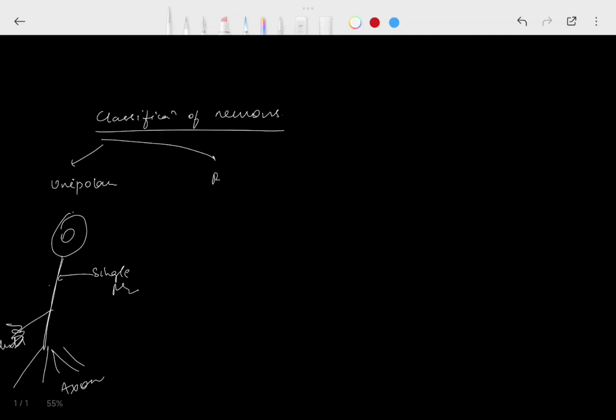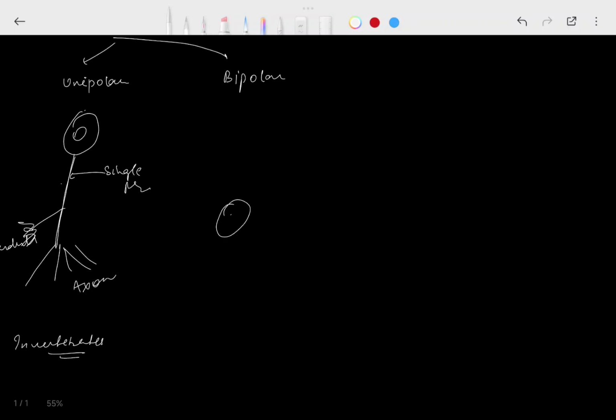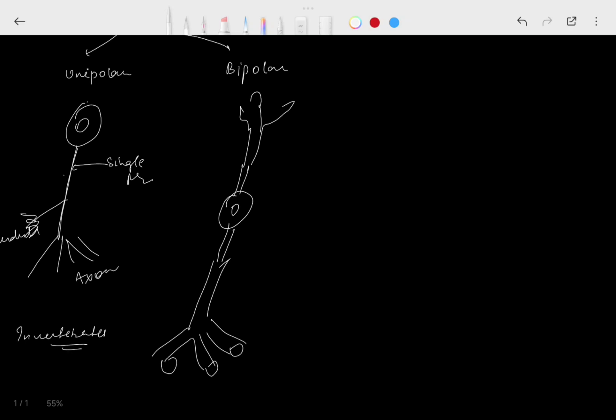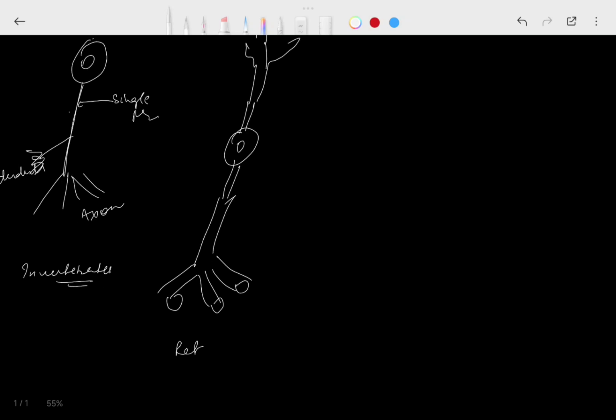Then we have bipolar. A bipolar neuron gives rise to two cell processes, one and two. That one side will form dendrite or axon and the other side the same. It is found in the retina.